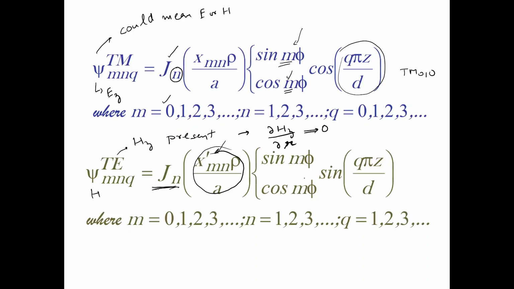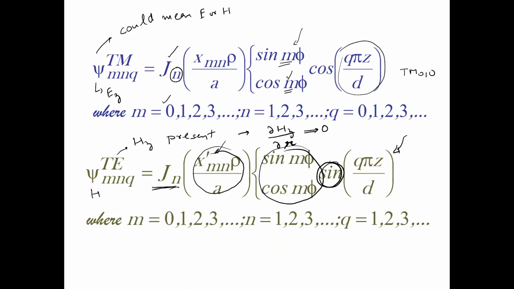And again, you can have sine phi or cos phi terms in it. So this is how the variations happen in the phi direction. Again, whether it's sine or cos doesn't really matter. It's all a shift of the origin where you're calling phi is equal to 0. And because again it's an Hz term, it has to have a sine variation in the z direction.